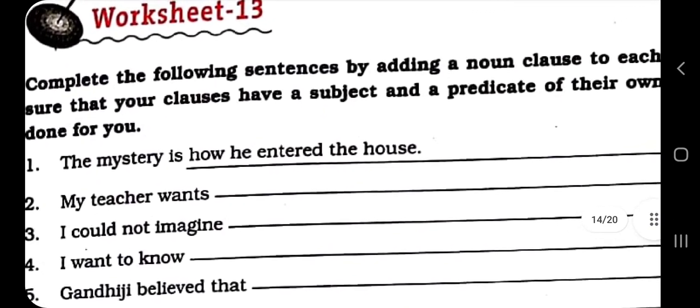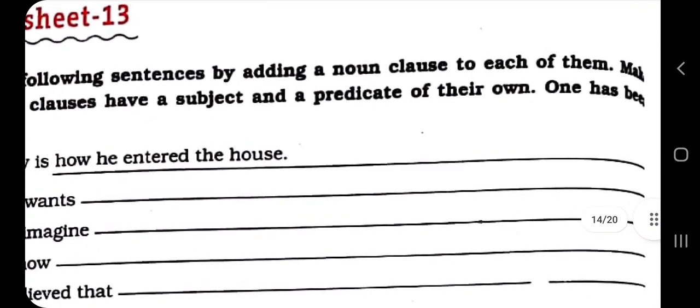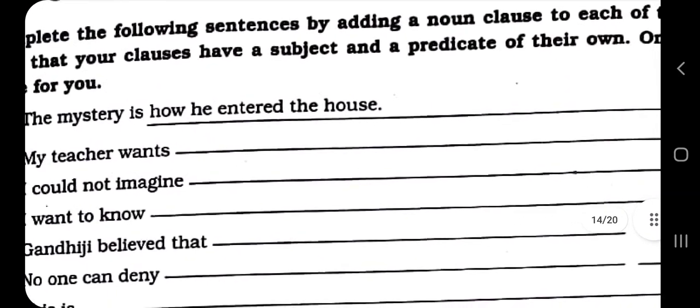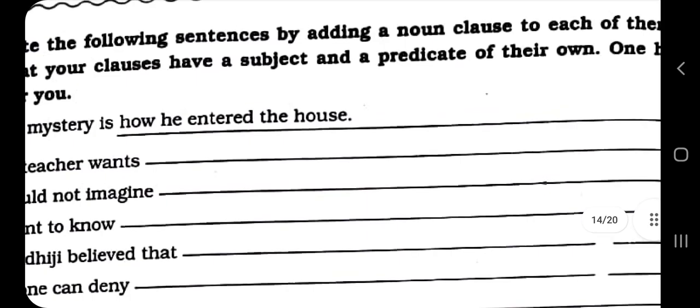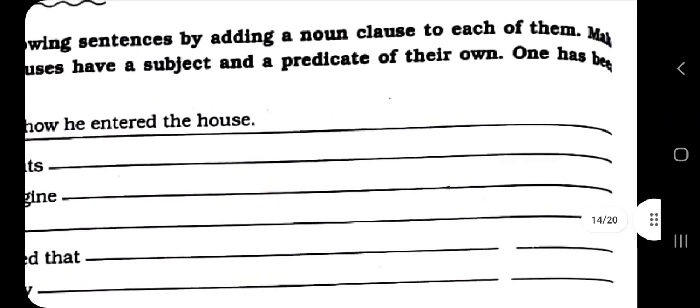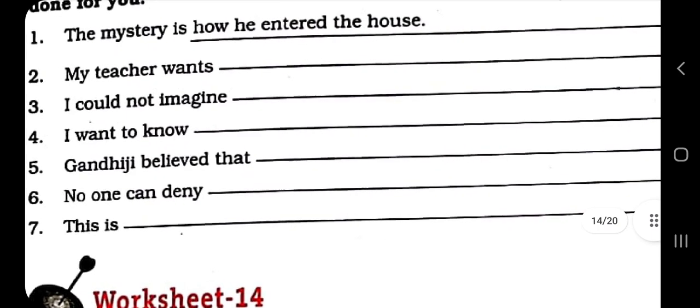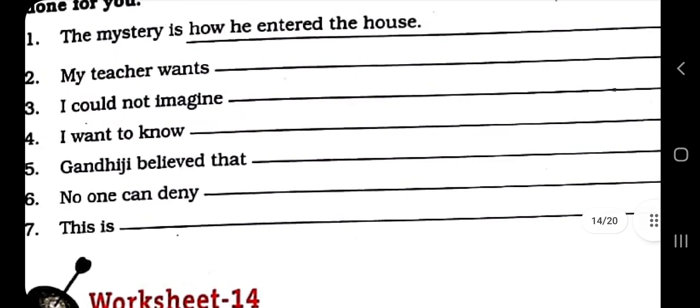Worksheet 13. Complete the following sentences by adding a noun clause to each of them. Make sure that clauses have a subject and a predicate. Of course, a clause has a subject and predicate of its own. One has been done for you. The mystery is how he entered the house.